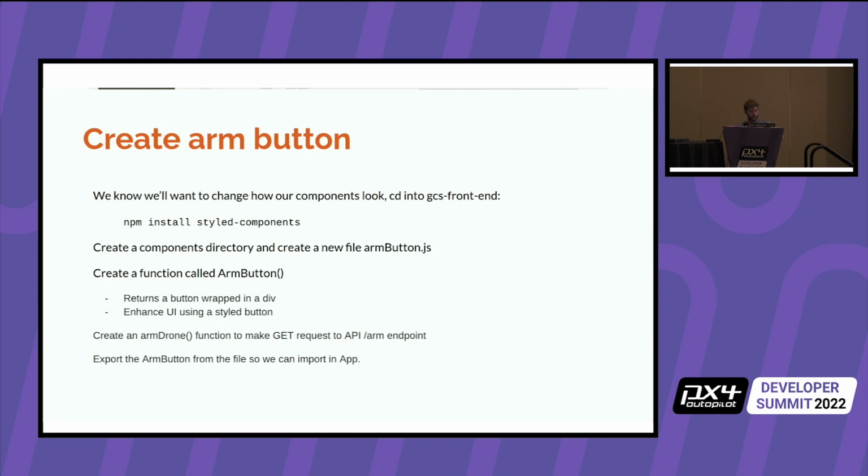And then from there, we just need to create that arm drone function so that we can make that get request to the back end, and export the arm button similar to how we exported the drone class in the other file.